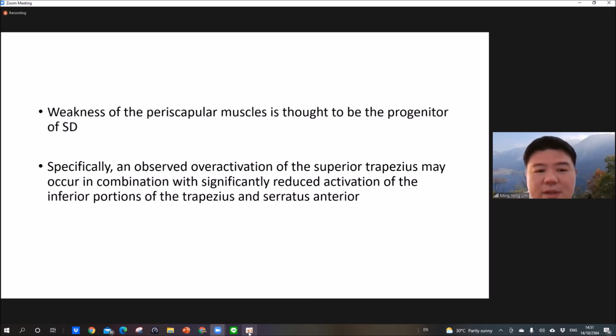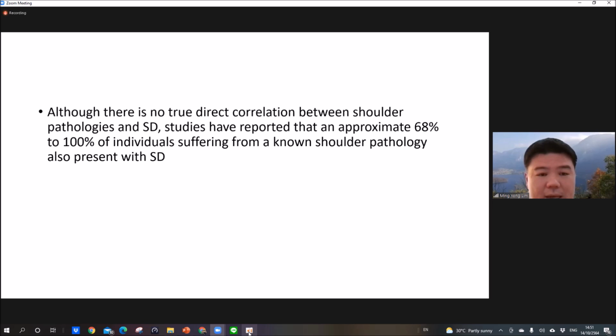But the weakness of the periscapular muscles is thought to be the progenitor of scapulothoracic dyskinesia. And although there's no true direct correlation between these pathologies and scapulothoracic dyskinesia, studies have shown that approximately 68 to 100% of individuals suffering from a known shoulder pathology also presented with scapulothoracic dyskinesia.